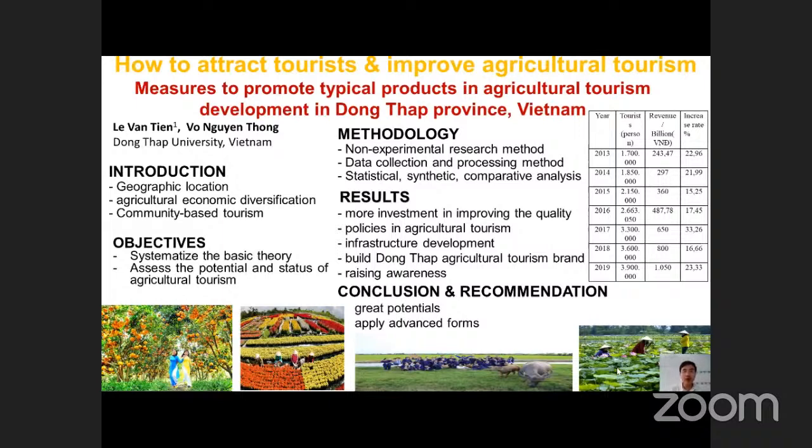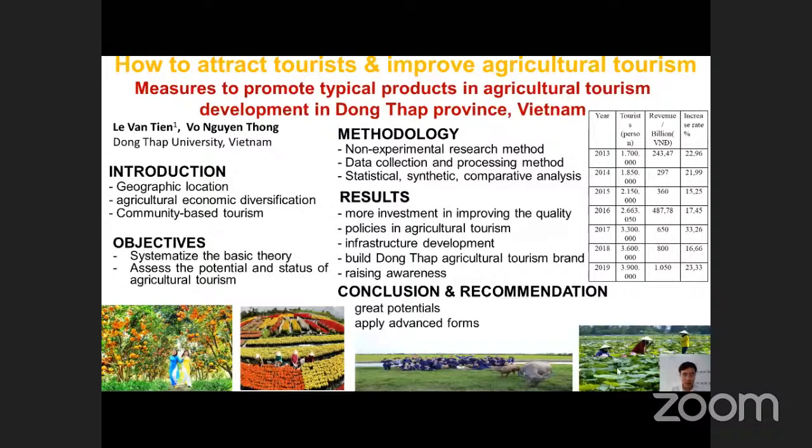And now I would like to move on to methodology. For conducting this research, we use a non-experimental research method using published information to analyze, compare, generalize, and make inferences. And for the data collection and processing method, it is a collection of information related to research topics and processing information to select the best information. The data includes research, scientific reports, and scientific articles.